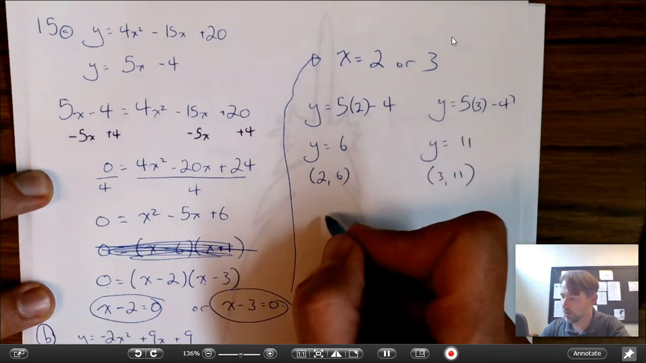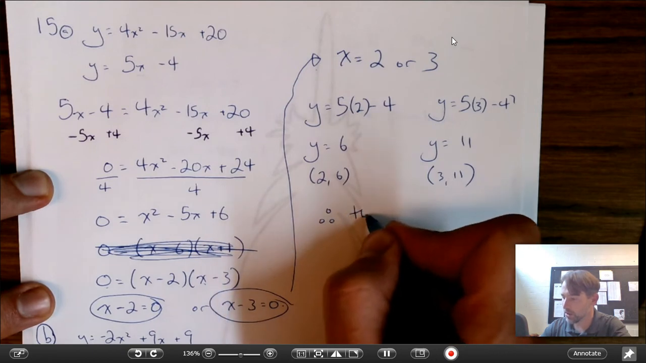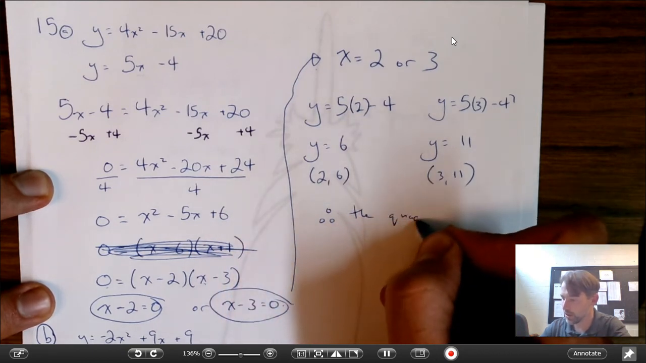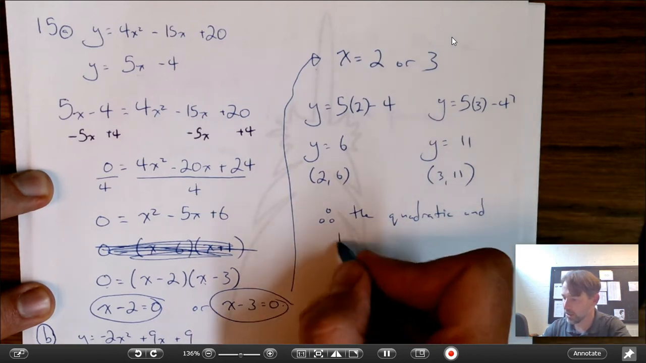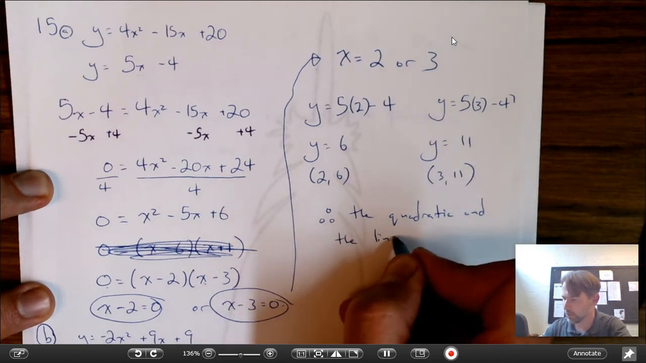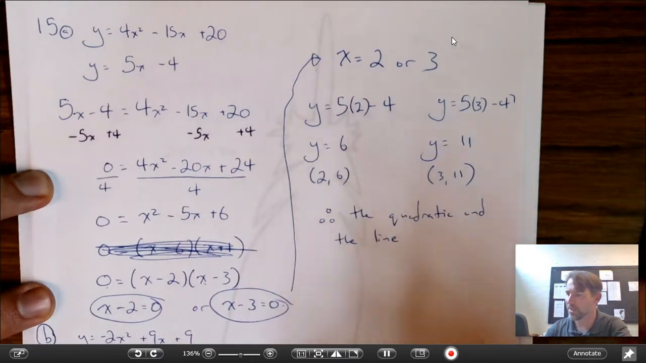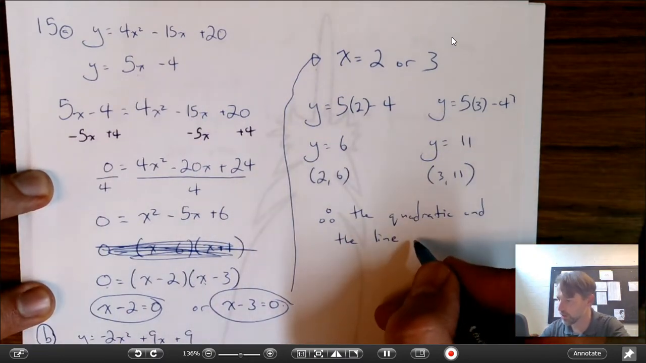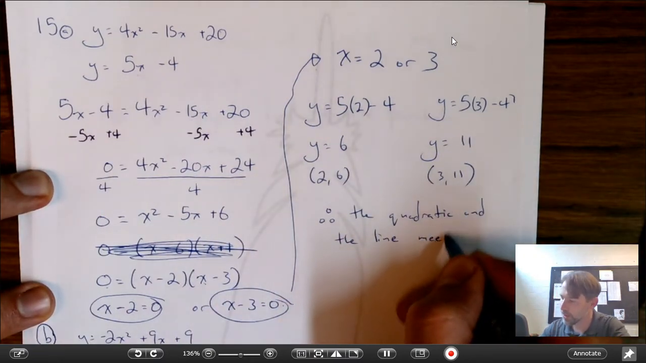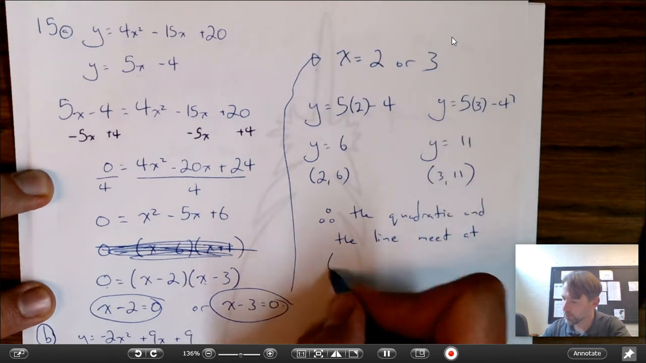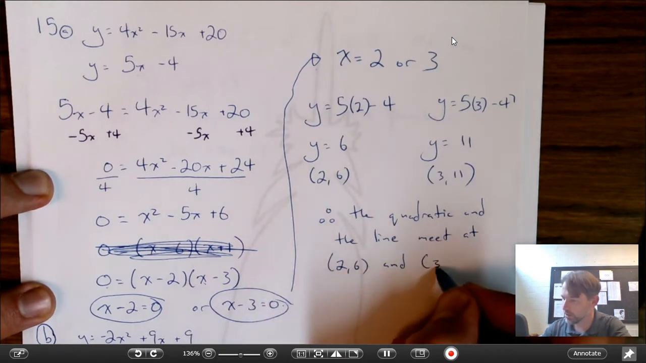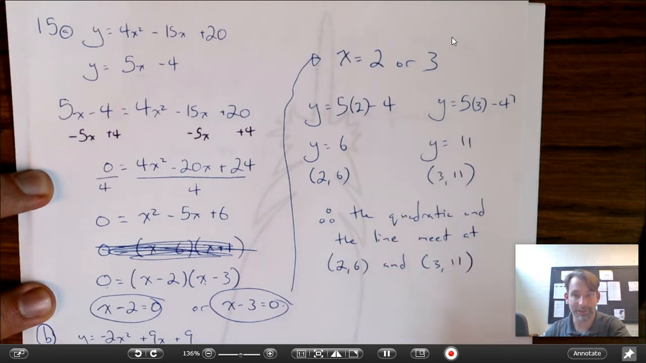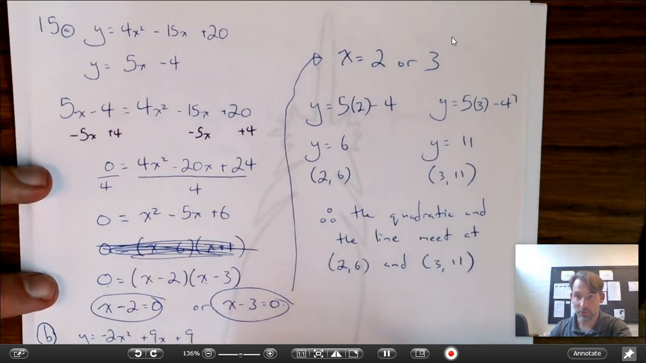So now, the quadratic and the line, that's an awkward way to write this. I would say the two functions meet at, or the 2 points of intersection are (2, 6) and (3, 11). Right? So that's how we would answer one like this.